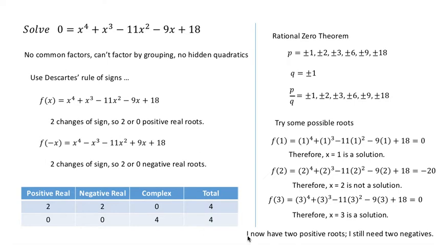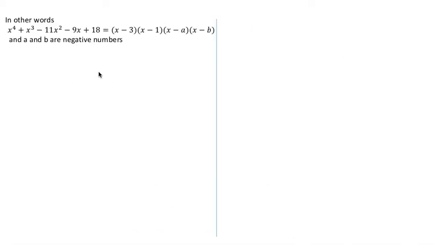Now before I get to that, I've got 2 positive roots, 1 and 3. So what that means is I'm looking for 2 negative roots. I've got no complex. These are the only 2 situations we could have, and it must be that first one if I've got 2 positives. So what I'm looking for in factored form is these 2 values here, and they've got to be negative numbers.